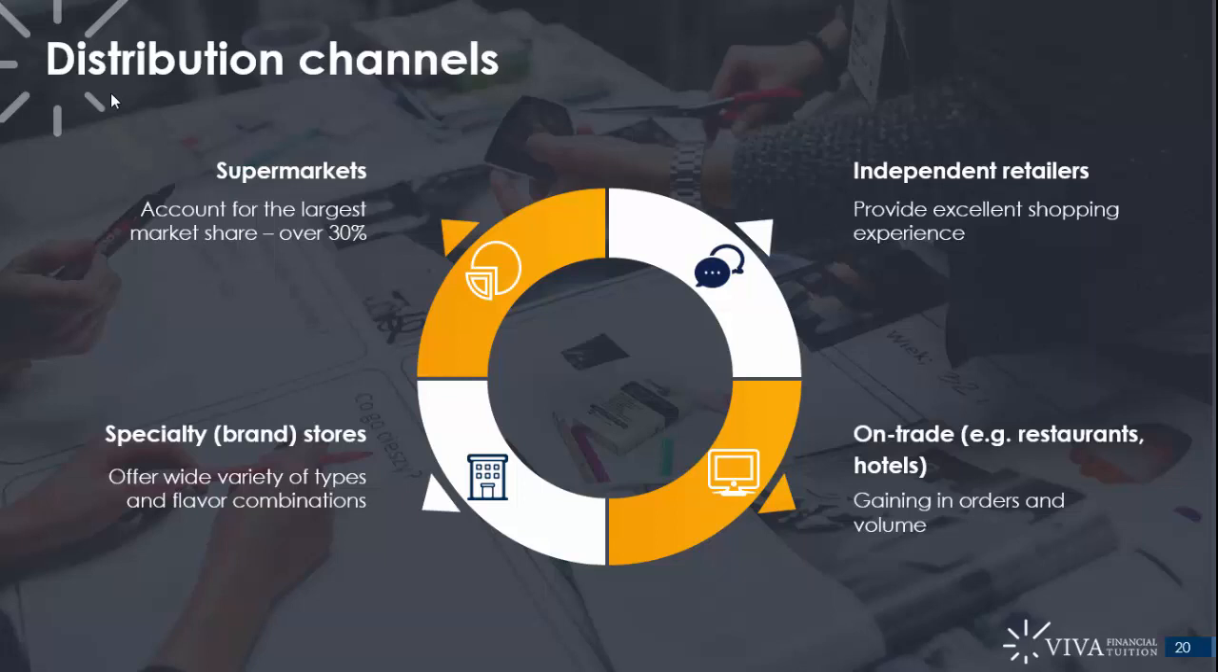On trade then, this is for example restaurants and hotels. There have been gains in orders and volume in the coffee pods and capsules. However, this is still a growing market. It's quite a low percentage of the total in terms of distribution channels. And the reason is, of course, because the restaurants, cafes and hotels, for example, tend to have their own baristas, their own specialists in the production and preparation of coffee. And of course, people tend to expect the highest quality when it comes to on-trade coffee.